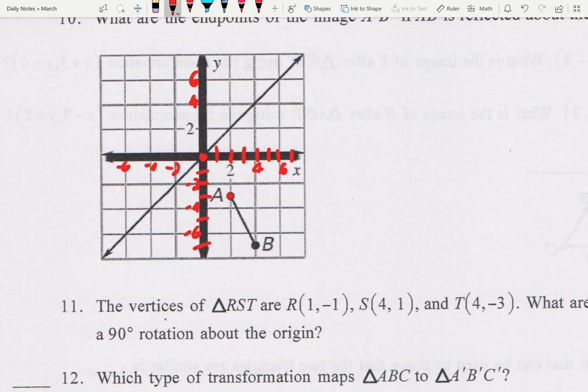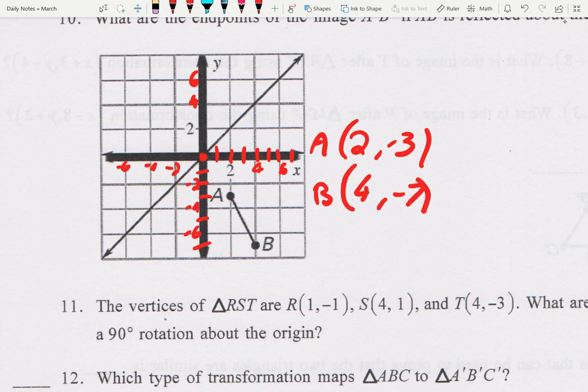So where A is at now, it's at 2 for x and negative 3 for y. So it's at 2, negative 3. Tricky to see, but it's very important that you can find it. B is at 4 for the x and then negative 7 for the y. So if you can write down those points, that's a very good start for you. Hard to see, but it works.